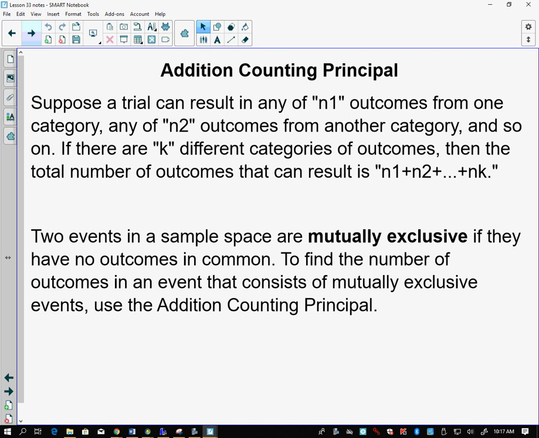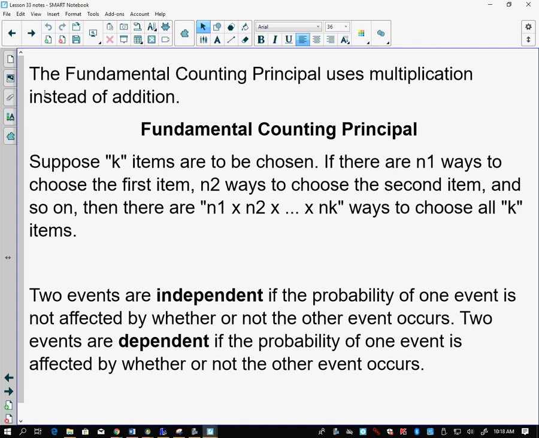For instance, it could be I'm spinning a spinner and trying to get, let's say that they're colored. All right, if you've ever played Twister, some of the things are blue, red, green, or yellow. Other things have arms or legs, right? Those things are mutually exclusive, okay, depending upon how the spinners are spun. To find the number of outcomes in an event that consists of mutually exclusive events, we would use the addition counting principle. Okay? The fundamental counting principle uses multiplication instead of addition.